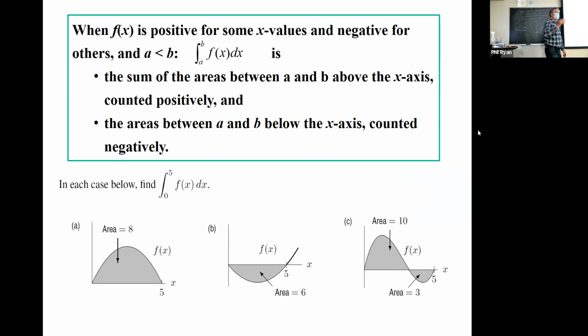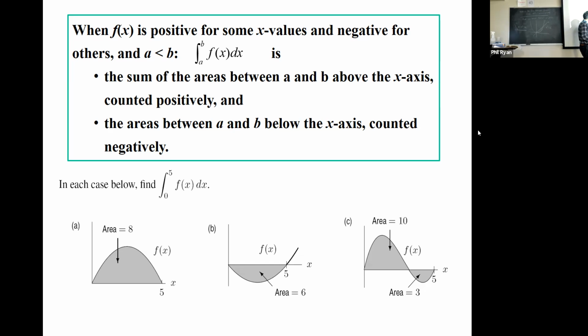Then all we have to do is make one modification, and that is when the function is negative, the area is below the x-axis, and we can think of that integral as negative area, signed area. So things above the x-axis get counted positively, and things below the x-axis get counted negatively. For example, in this thing here we have a nice function. Between 0 and 5, its area is 8. So therefore, its integral is 8.